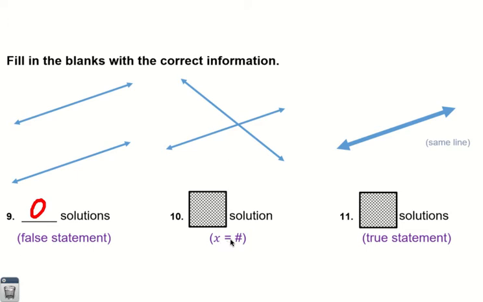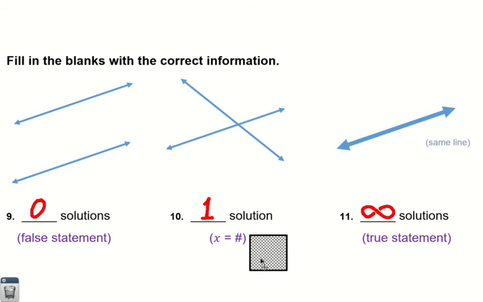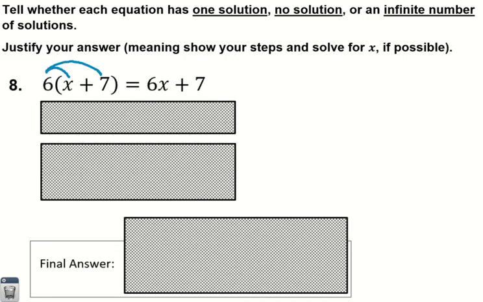And if you have a situation where you end up with x equals some number, or if you have two lines that have one point in common, the answer is 1. Or if you have a true statement, or if you have two lines that share an infinite number of points in common, then you have an infinite number of solutions. And you just need to flat out know those three facts and scenarios.